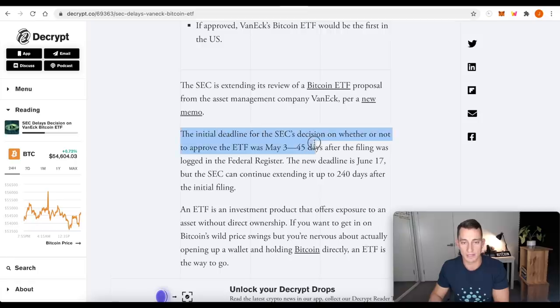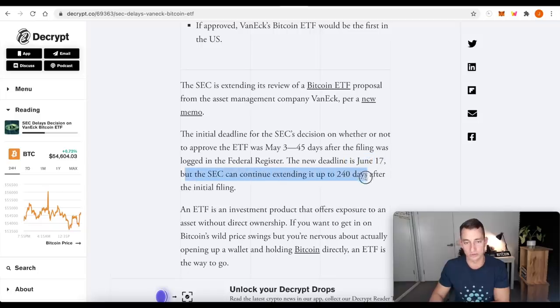The initial deadline for the SEC decision on whether or not to approve the ETF was May 3rd, 45 days after the filing was logged in the Federal Register. The new deadline is June 17th, but the SEC can continue to extend it up to 240 days after the initial filing. So yeah, it could be later in this year. They can keep extending it.